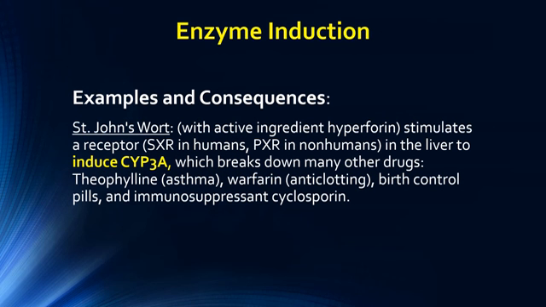To give you some examples and some consequences, St. John's wort stimulates the receptor in the liver to induce cytochrome P3A, which breaks down many other drugs. So things like asthma drugs, warfarin, which is an anti-clotting drug, birth control pills, and the immunosuppressant cyclosporin. So if you're taking St. John's wort, it will actually cause you to break down those drugs more quickly and make them less effective. And so anytime you induce cytochrome P3A, you're going to have more efficient breakdown of those drugs, and so less influence out of them. And so St. John's wort can actually make birth control pills no longer work.